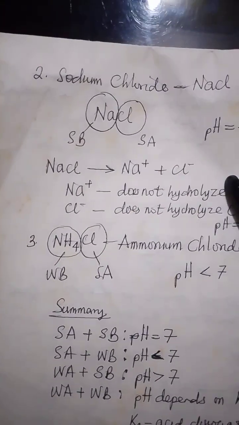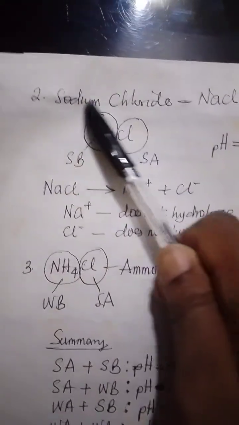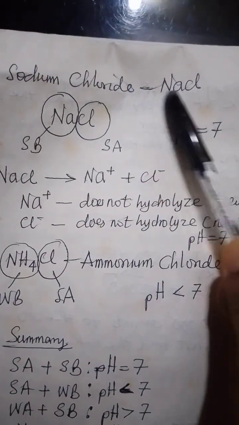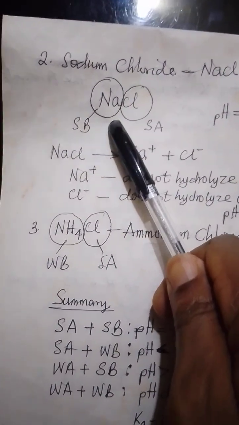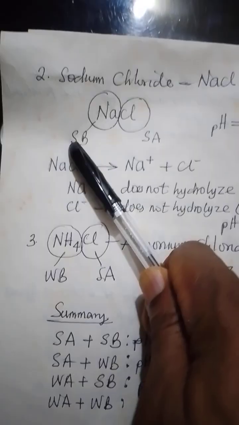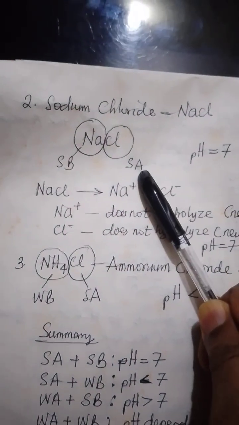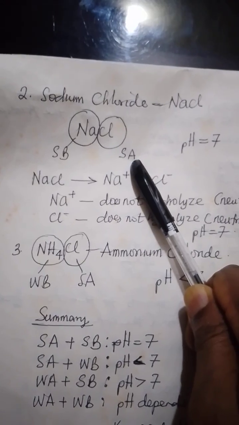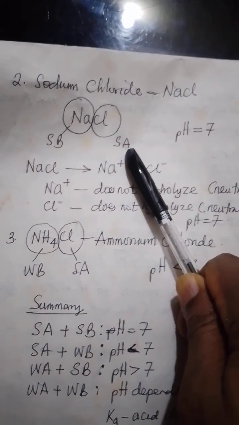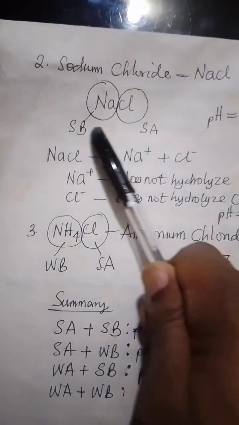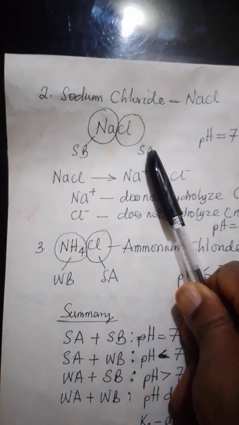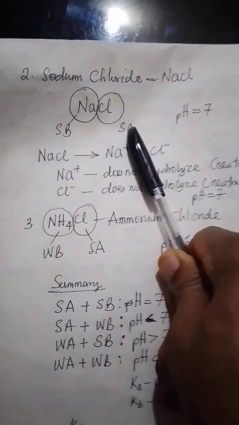Let's look at number 2. Sodium chloride, NaCl. Na is from a strong base, that's NaOH. Cl is from a strong acid, HCl. Okay, they have equal strength.